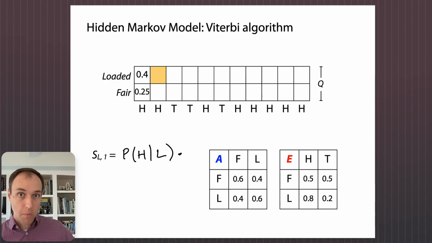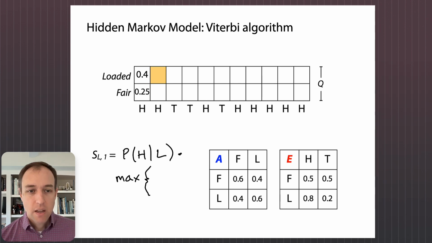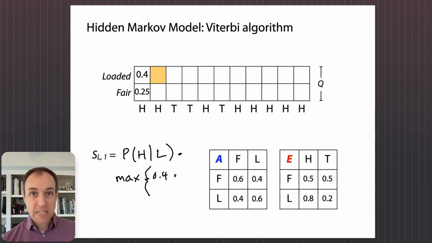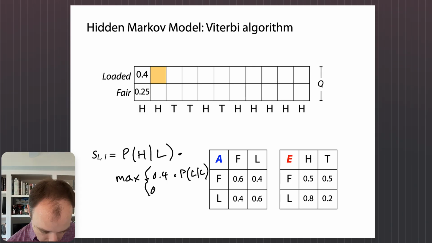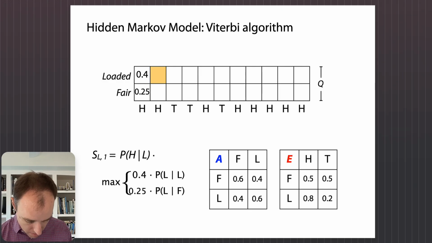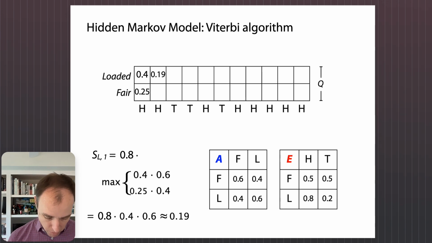And now for the maximum. We need to take the maximum over two possibilities. One is that we were in the loaded state previously. And so what we have to multiply together here is whatever value is in that cell. So let's just write it in: 0.4 times the transition probability, in this case of loaded to loaded. The second choice would be that we were fair in the previous step. That's 0.25 times probability of loaded given fair. Okay, let's clean this up and plug in the numbers. We end up getting as our answer 0.19.